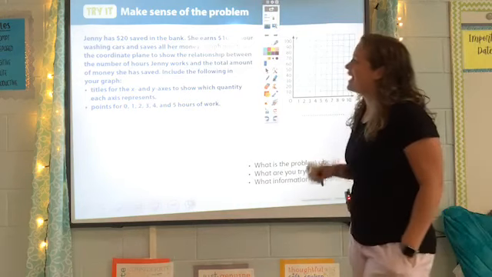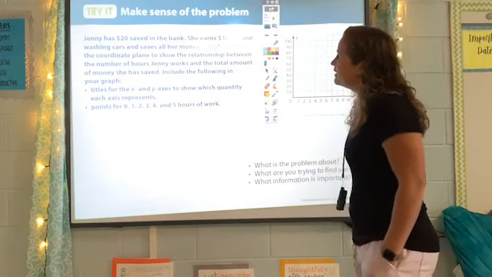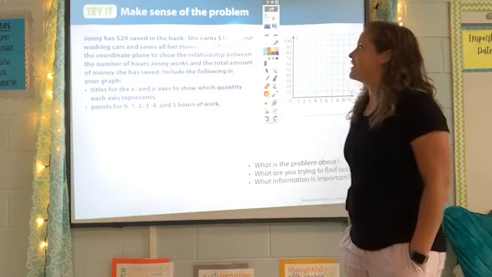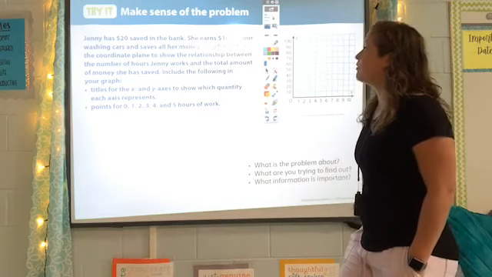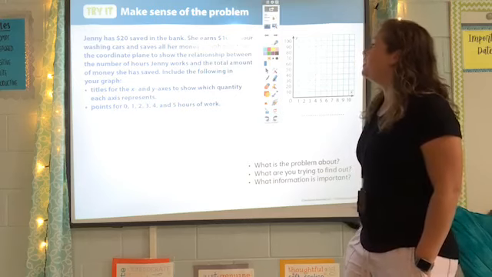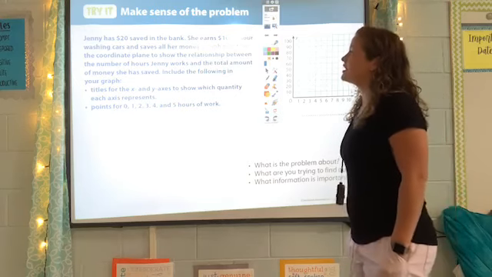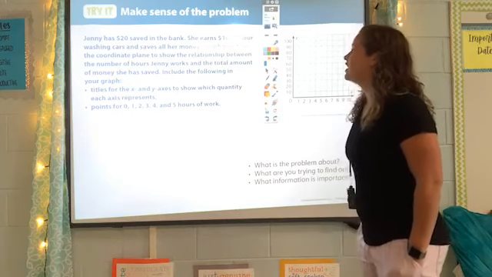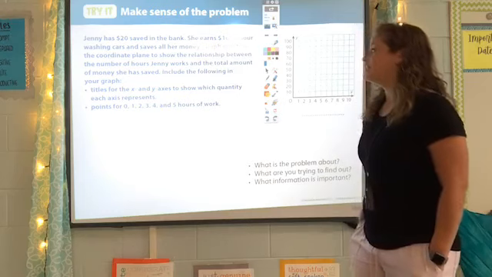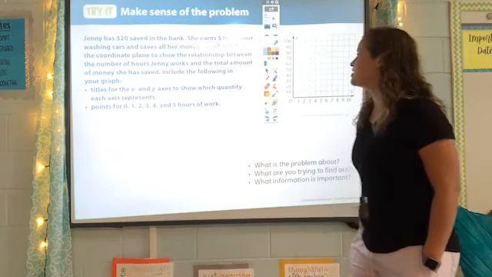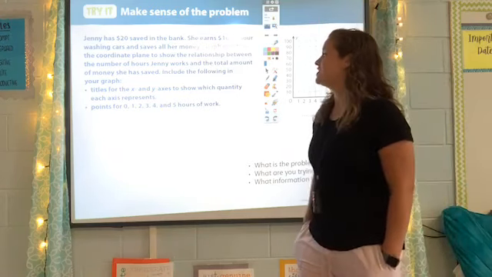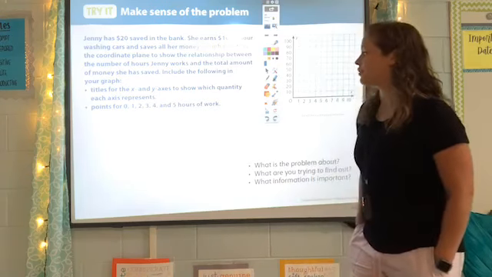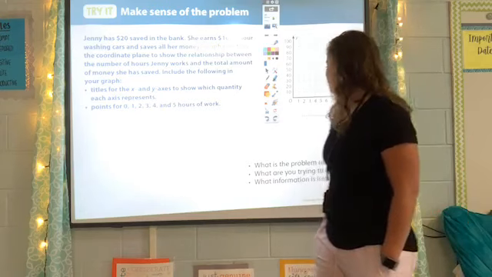All right, Jenny has $20 saved in the bank. She earns $10 an hour washing cars and saves all of her money. Graph points in the coordinate plane to show the relationship between the number of hours Jenny works and the total amount of money she has saved. Include the following in your graph: the titles for the X and Y axis to show which quantity each axis represents, and points for 0, 1, 2, 3, 4, and 5 hours of work.